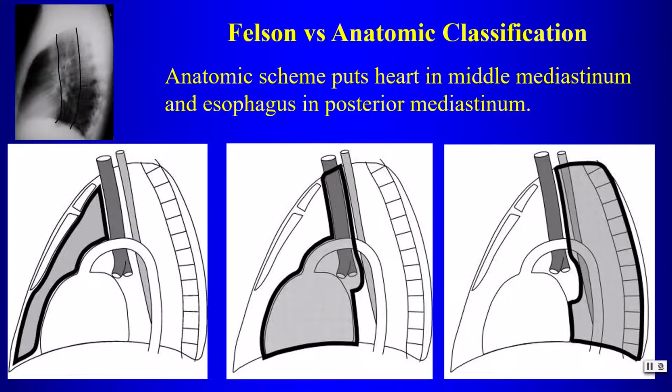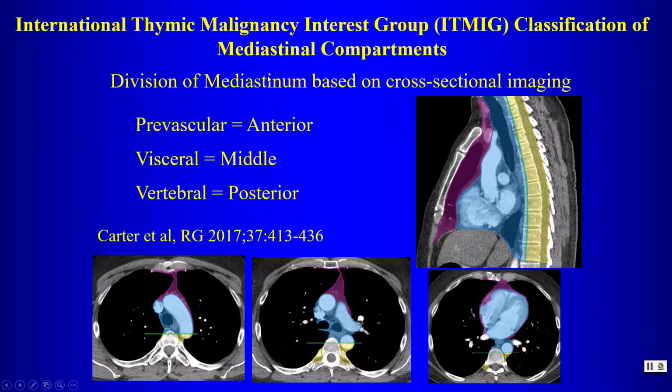So it's important to note that this is different than the anatomic classification of the mediastinum. In the anatomic classification of the mediastinum, the trachea and the heart are placed in the middle mediastinum, and the esophagus is placed in the posterior mediastinum. Now, any type of division of the mediastinum is arbitrary. There are no fascial planes that clearly delineate one compartment from another.